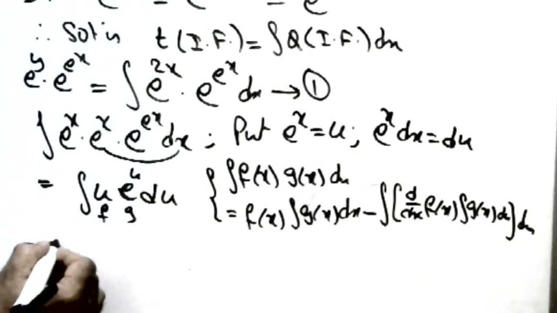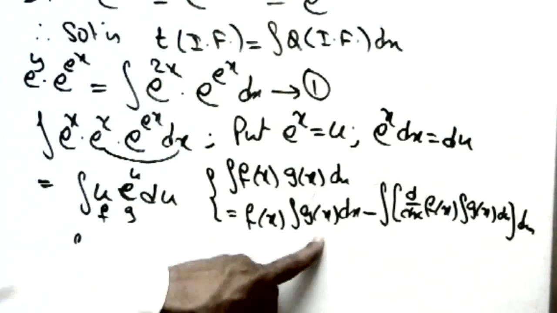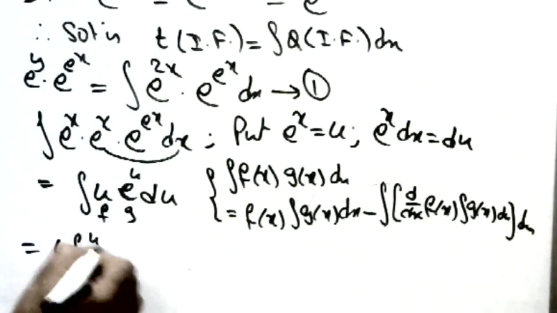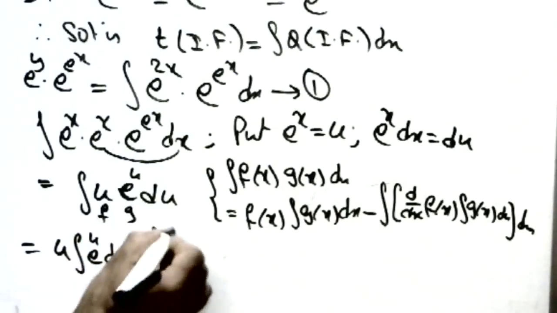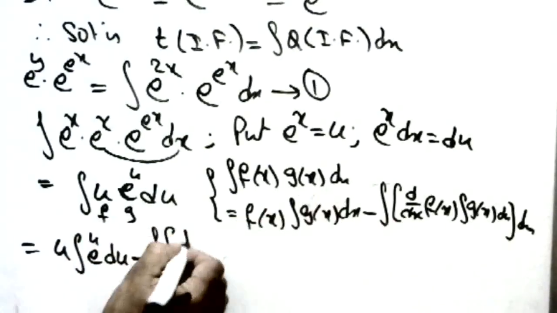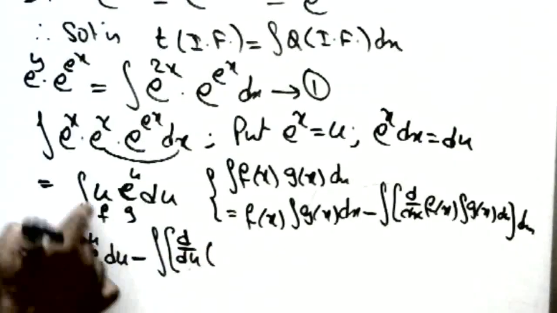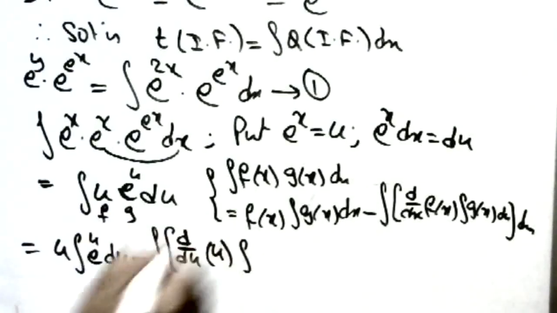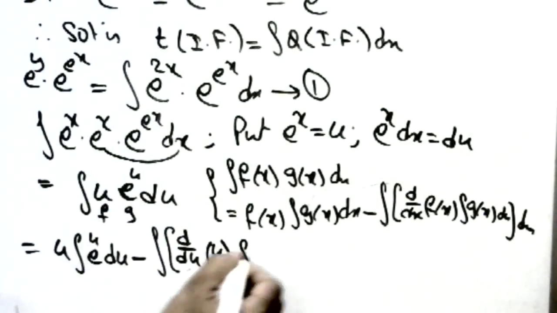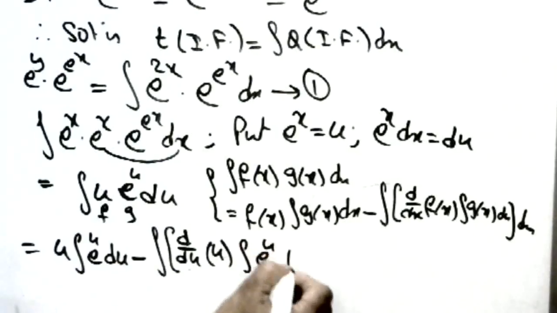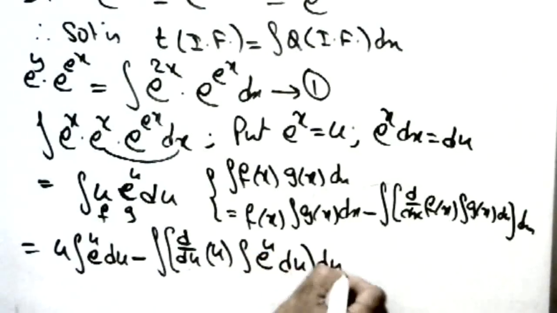Now substituting in this formula, what is the formula? F of x means u. Integration of g of x is e power u du, minus whole integration. D by du of f of x, that is u, is 1. Integration of g of x is e power u du, whole du.